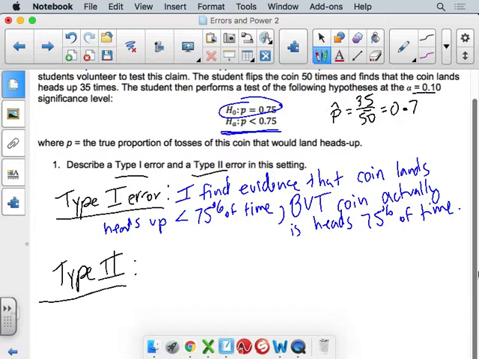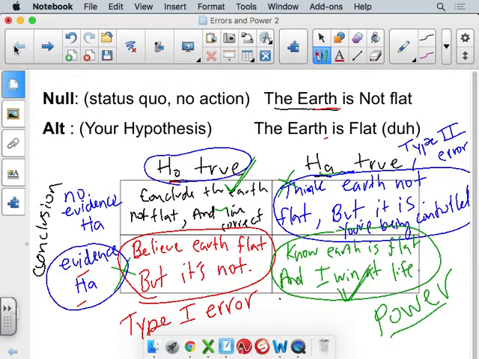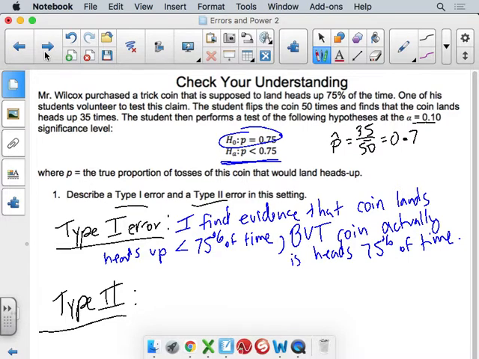Type 2 is the other mistake. The other mistake would be thinking that there's no evidence for the alternative, but the alternative is true. So in context of this problem, it would be thinking that this is the true statement, that it truly is a trick coin, but it's not. So I'll just say it like that.